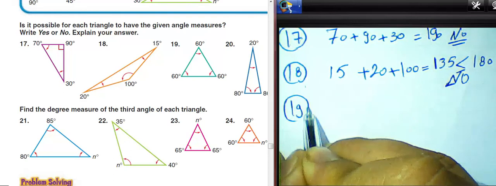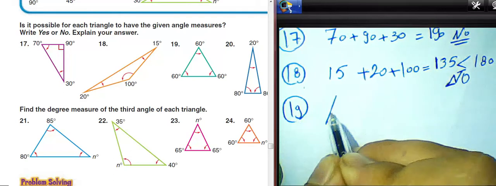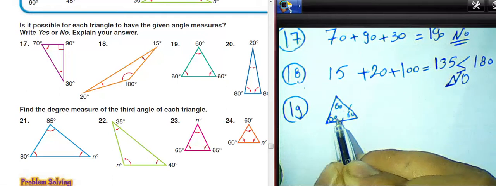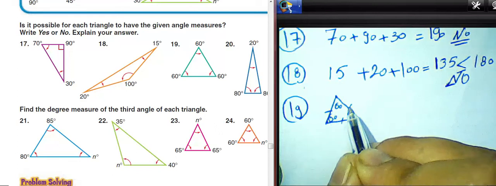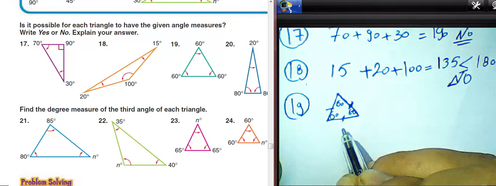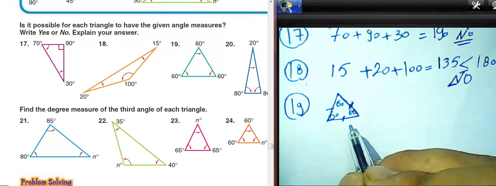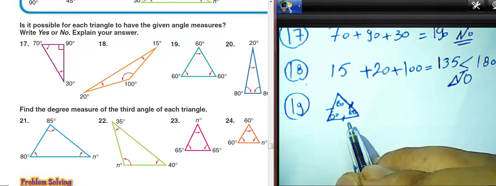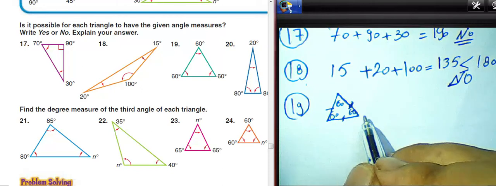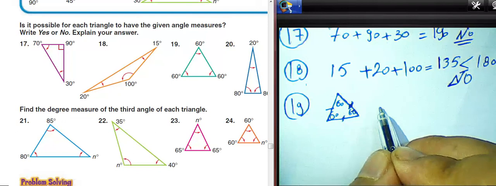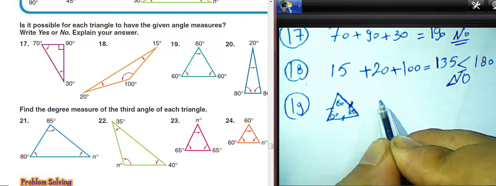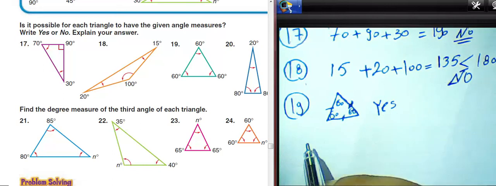Question 19. We have 60 degrees and 60 and 60. It was what? Equilateral triangle, because all sides are congruent and all angles are equal in measure. So this triangle will be equilateral triangle and acute triangle. So we can draw a triangle with all these measures. It is possible. We must write yes.